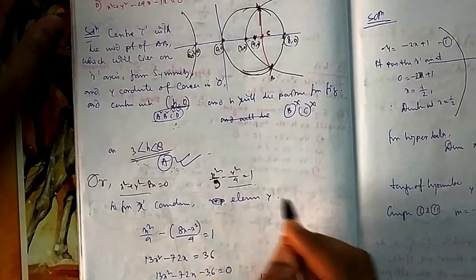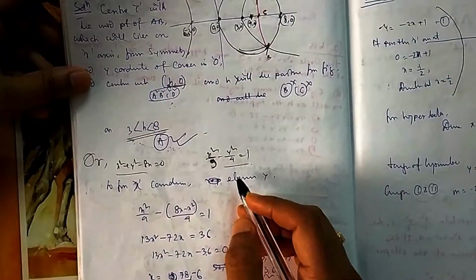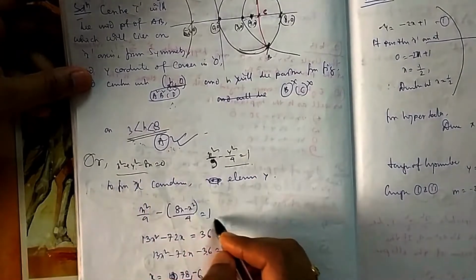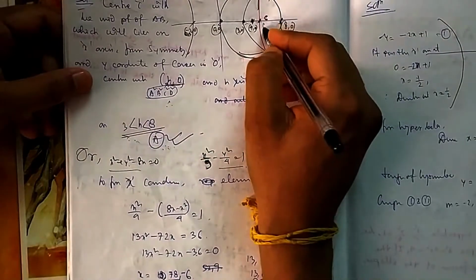This is one equation, this is one equation, where they cut each other. Let us find this point. So you can put this one in place of y square, this x square minus 8. So if you solve it, you will find this point. So this is the point 6. So this is the center.